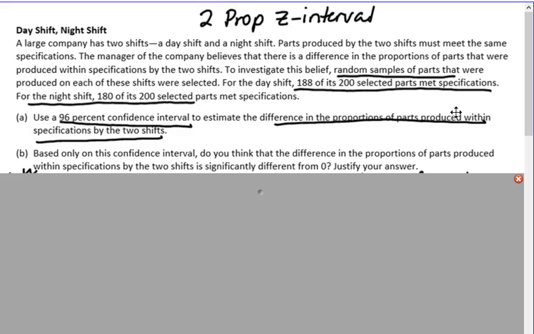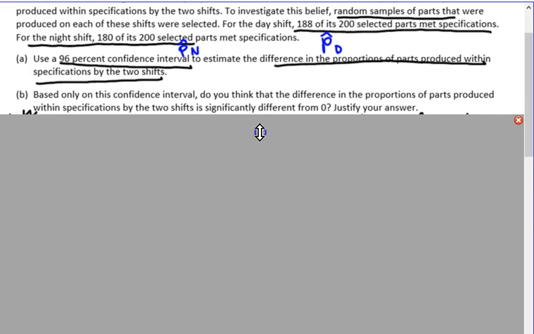And I'm going to call this P hat day. For the night shift, 120 of its 200 selected parts met specifications, and I'm going to call this P hat night. Okay, so that's P hat day and P hat night. Use a 96% confidence interval to estimate the difference in the proportions of parts produced within specifications by the two shifts. Okay, so we're going to start with part A, and then we'll go back and look at part B.